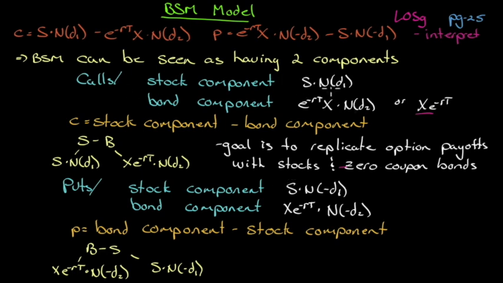So these are long calls. For long puts, you just throw a negative sign inside the brackets. And we're going to see what happens when we go to short calls and short puts, where the negative signs happen there. And of course, this is the B and the S, the terminology for the bond and the stock. The put is the bond component minus the stock component. So whatever the cost of putting this together must be the cost of the put.